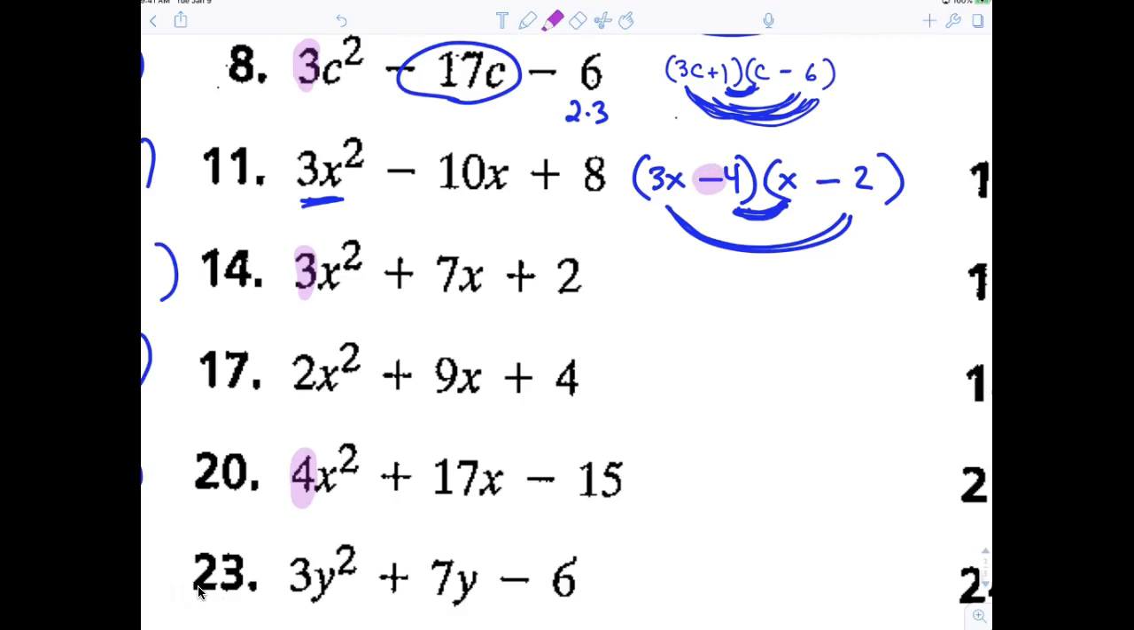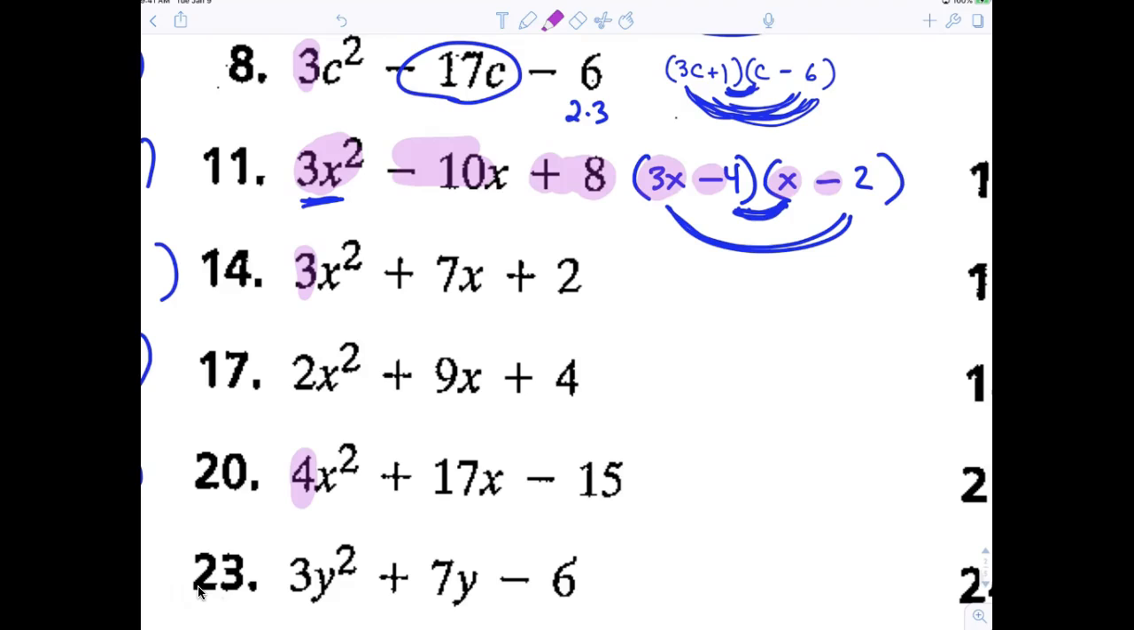Because negative times the negative is the what? Positive 8. 3x times the x is the 3x squared. And the negative 4 and the negative 6 makes the negative. So I know I'm right. I know I'm right. All right?